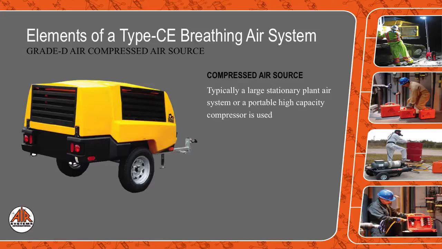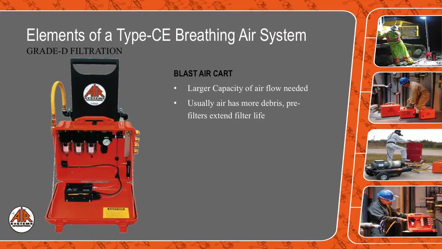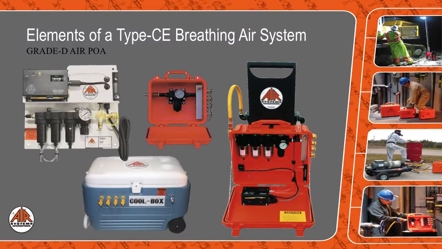The compressed air typically used in Type C air is supplied by a large stationary plant air system or a portable high-capacity compressor. Grade D filtration for the Type CE respirator will be similar to that of a Type C system. However, larger capacities of airflow will be needed for the increased air needs. The POA is the same for a Type C and Type CE air system. POAs may include cooling functions such as the cool box.